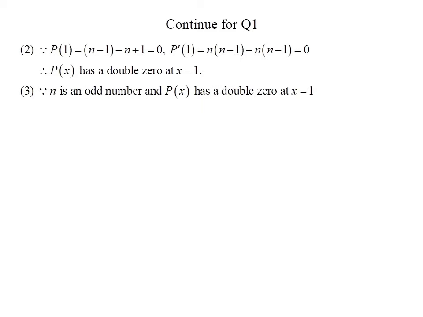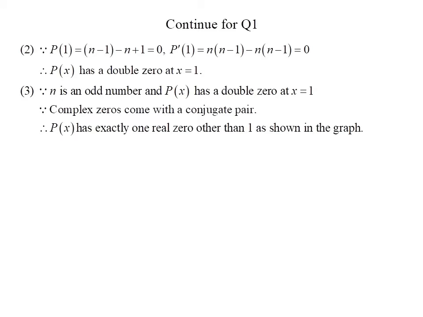Since n is an odd integer and the polynomial p(x) has a double zero at x equals 1, so when n is greater than 3, according to the complex conjugate root theorem, p(x) has 3 real zeros and n minus 3 complex zeros. Apart from a real double zero at x equals 1, there is another real zero other than 1. However, when n equals 3, p(x) has 3 real zeros.